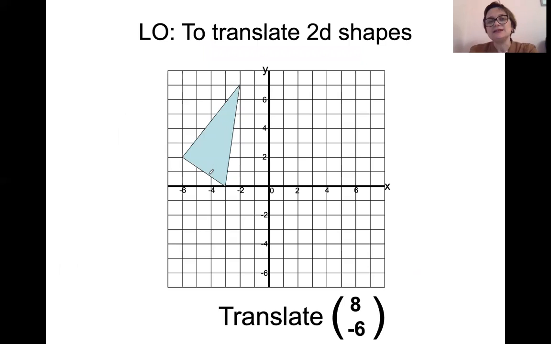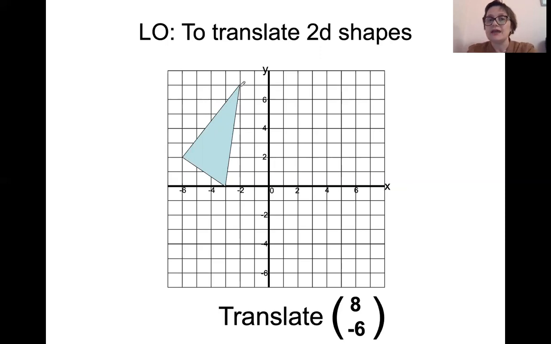Let's have a look at this triangle here. We are going to translate this triangle by the vector 8, minus 6, which means 8 units to the right, okay? And then 6 units down. What we need to do first is label all the new corners, or vertices, of the triangle. So where are they going to appear? The image of the first figure.